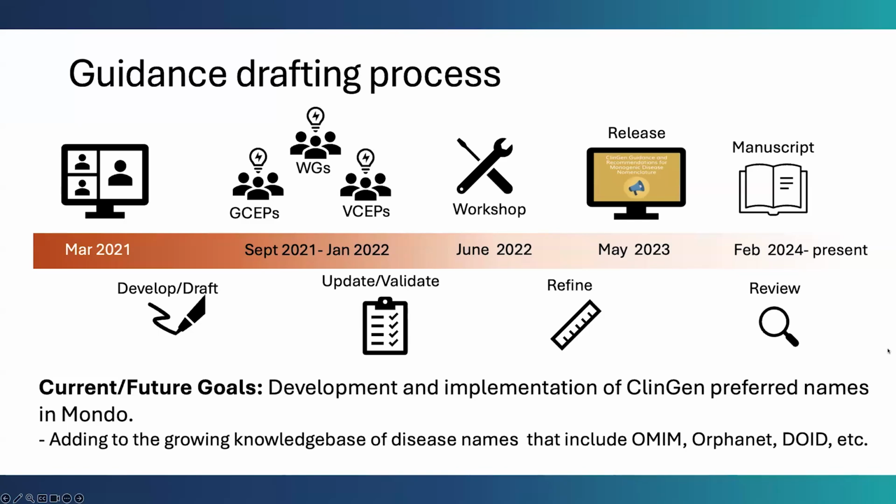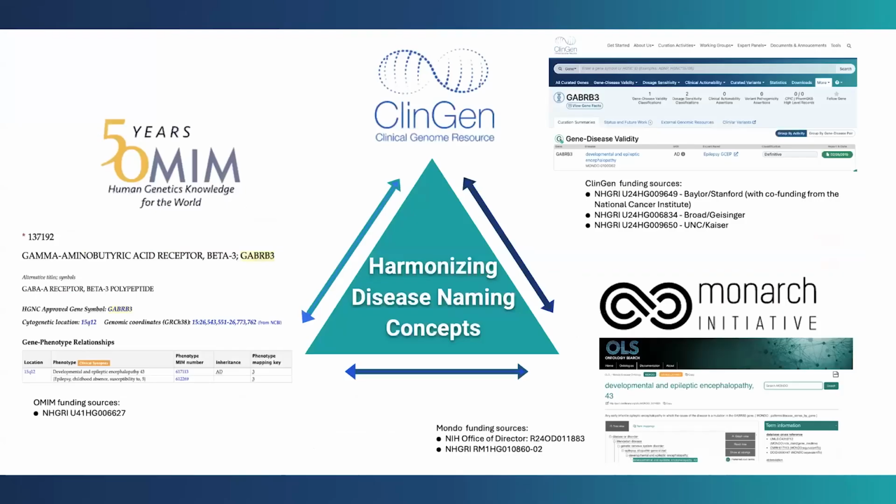We did a workshop as well with this, and then we refined some more and released that in 2023, and our paper came out in 2024. So really that future goal at the time was to develop the implementation of these preferred names in Mondo, and that's what we're really working on now. And I'll tell you about that other group later on, just so we can grow our knowledge base.